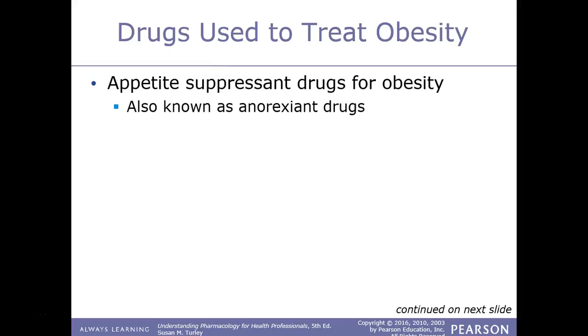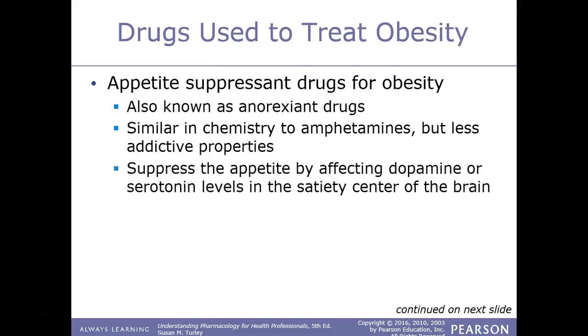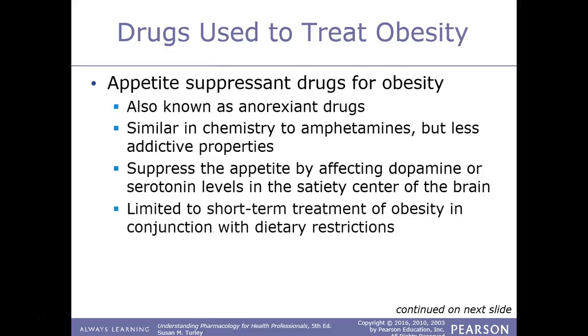We also use appetite suppressants to treat obesity. These drugs are known as anorexiants. Similar in chemistry to amphetamines, but generally less addictive properties. We actually still do also use amphetamines to treat obesity. Common street name for amphetamines is speed. So it helps to increase metabolism, but it also suppresses appetite. So it works by affecting the dopamine or serotonin levels and the satiety center of the brain, so the part that makes you feel full.